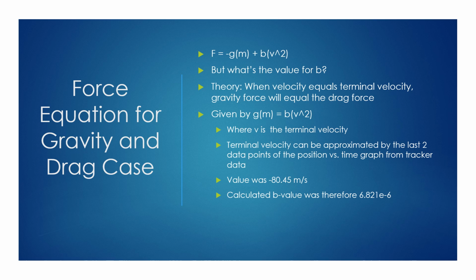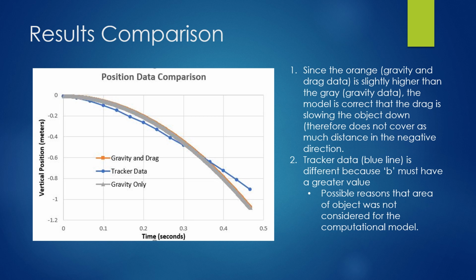Rearranging the equation, we get gravity times mass, which is the weight of the object, equals b times the square of the object's velocity. In this case, v is the terminal velocity that can be approximated by the last two data points of the position versus time graph. We get these values from Tracker data. The value I calculated for velocity was negative 80.45 meters per second. Using this along with a gravitational constant and the object's mass, I found the b value to be 6.821 e negative 6. Here is a results comparison using both the computational prediction models and the observed model.